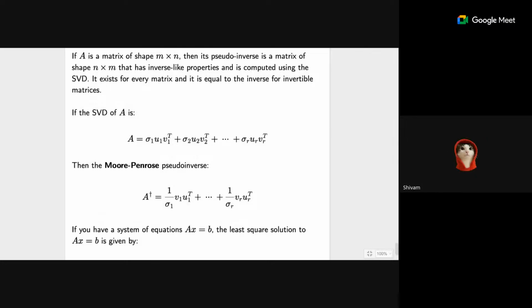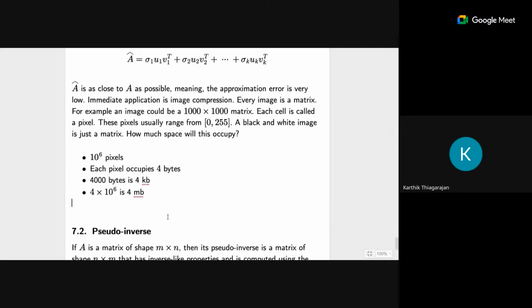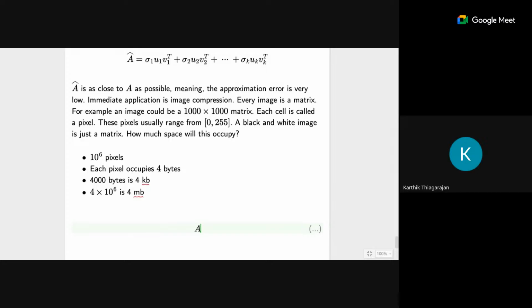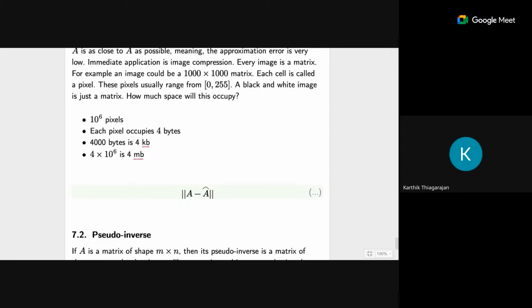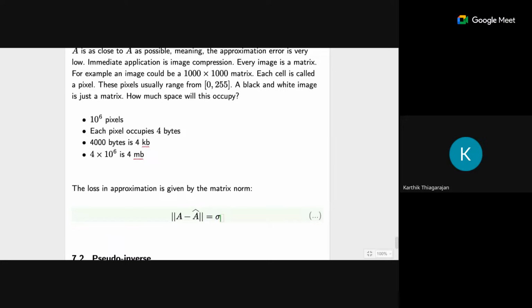Sir, we are also supposed to calculate how much loss will be there. Yeah, if you want to compute the loss, I haven't introduced that, but for example, if A is your matrix and A hat is your approximation, there is something called a matrix norm. The loss in approximation is given by the matrix norm. This actually turns out to be the k+1 singular value.